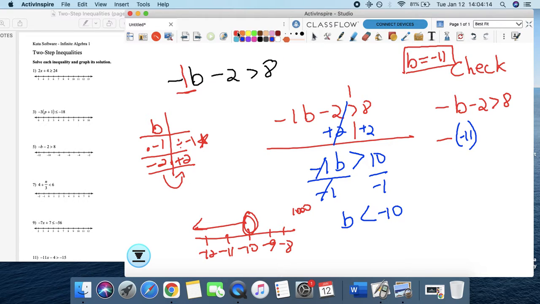And then minus 2 greater than 8. Notice that I took the b out and replaced it with negative 11. Okay, so now we have these two negatives together. Negative and negative is a positive, so we get positive 11 minus 2 greater than 8. 11 minus 2 is 9, and is 9 greater than 8? Look at that. Our inequality holds true. So we're doing something right.